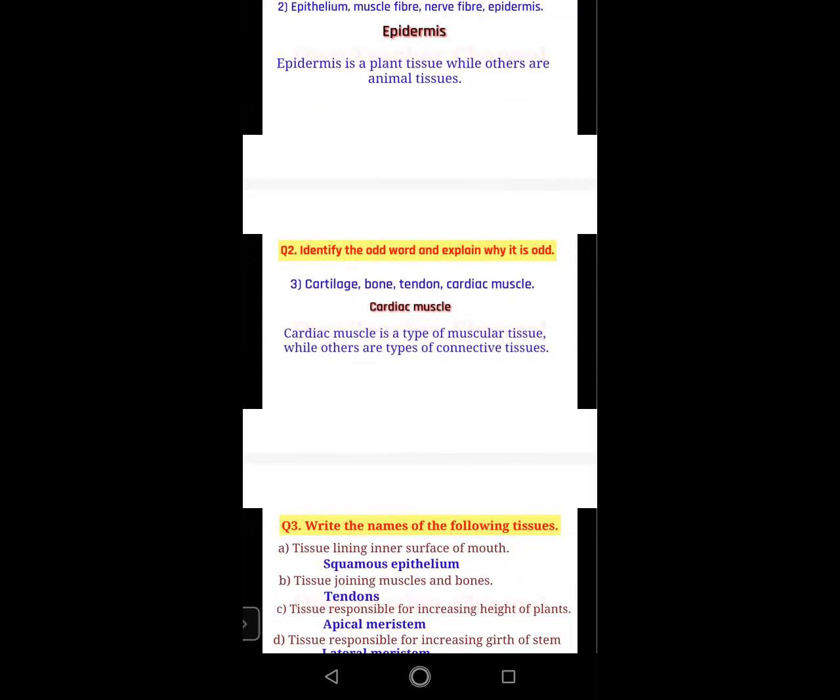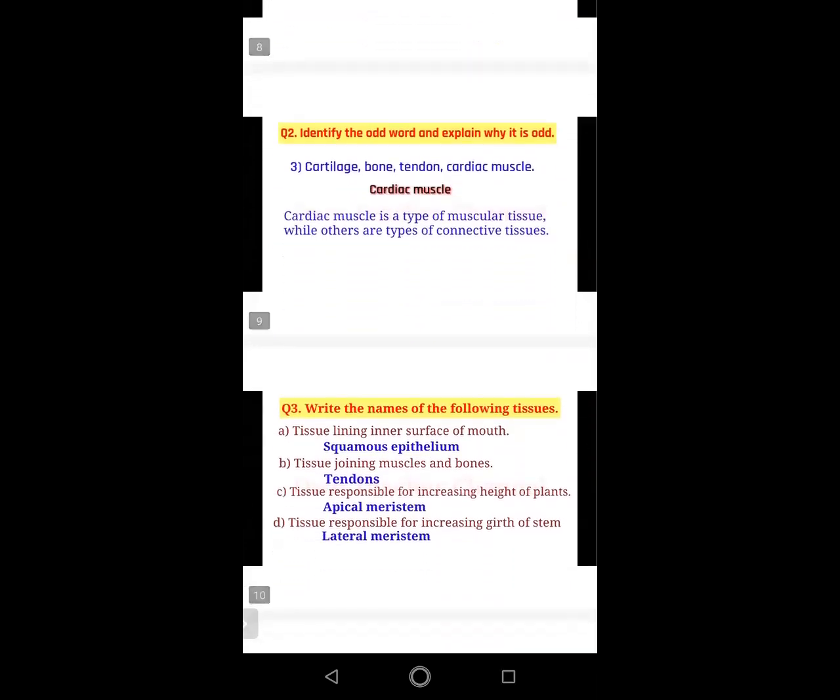Next question is a very simple question that you have always gone through in your classes 6th, 7th, and 8th. You have to just write the names of the following tissues. This is the third question of our lecture. Just go through this question.